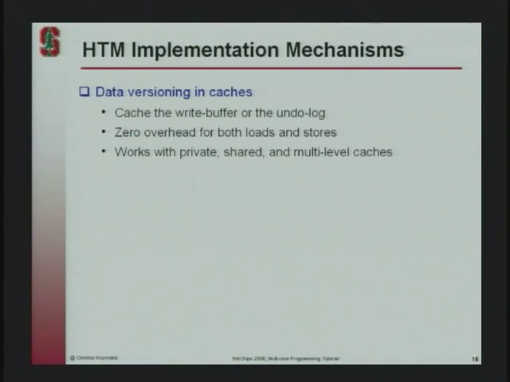So how do we implement transactional memory in hardware? Essentially do the following. We use the caches to keep track of the write buffer or the undo log and keep track of the read set and the write set. So the cache is the major mechanism that we use there. And that's great because that means that from the point of view of the processor, it does regular loads and stores, and behind its back, the caches do something smart to track everything. And in many cases, that can be zero overhead. You can apply this logic to private caches, shared caches, multiple level of caches, and so on.